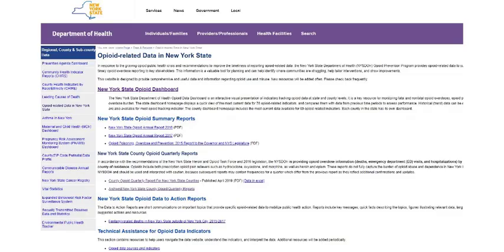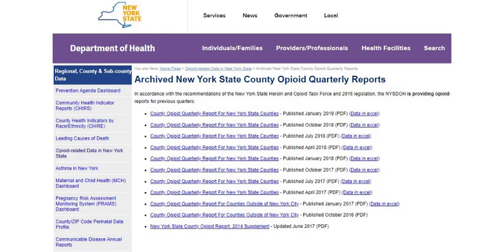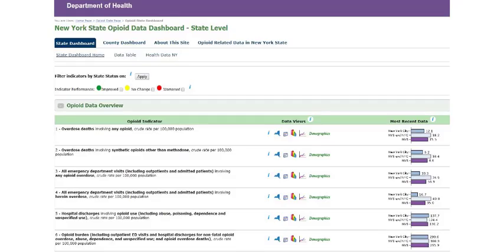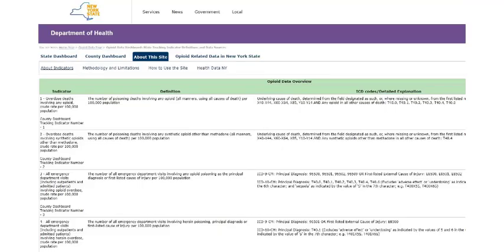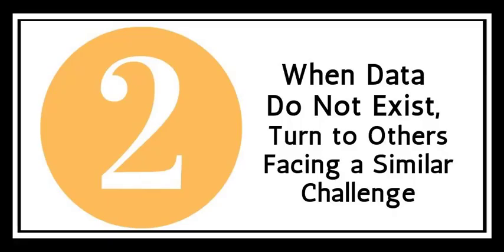New York publishes quarterly county reports of opioid-related deaths, emergency department visits, hospitalizations, treatment admissions, and naloxone administrations based on provisional data through the preceding quarter. These numbers may change as the data become more complete, so reports explain how these data are collected and how to interpret them. Number 2. When data do not exist, turn to others facing a similar challenge.